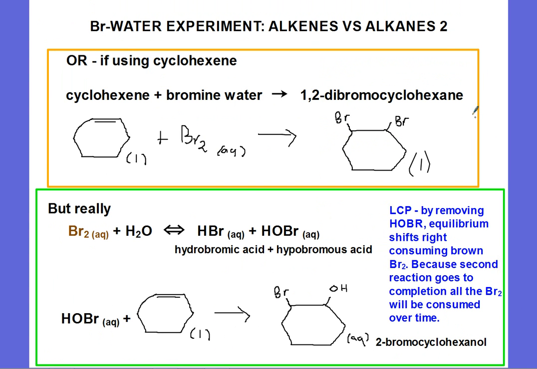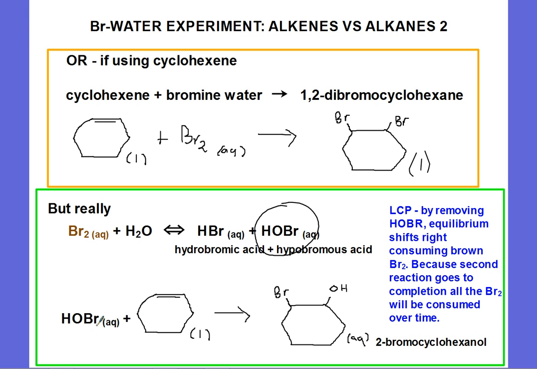But as we learn later on in the course, and this is mainly for the Year 12 students here, this is not really what's going on at all, because bromine water is a bit more complicated than just aqueous bromine. That's because aqueous bromine actually reacts with water in an equilibrium reaction. And when bromine reacts with water in equilibrium, it forms 2 chemicals. It forms hydrobromic acid and hypobromous acid, HBr aqueous and HOBr aqueous. And it's actually the HOBr that's technically reacting with our alkene.